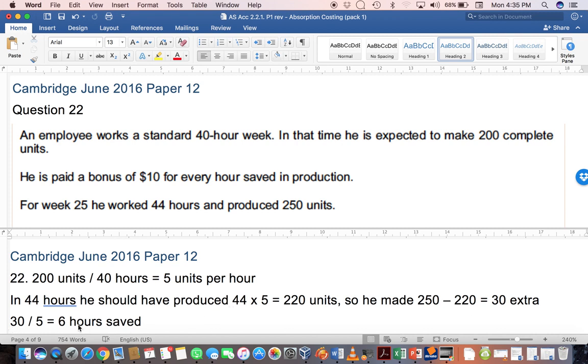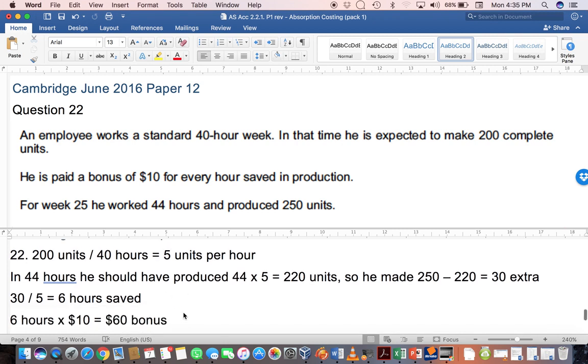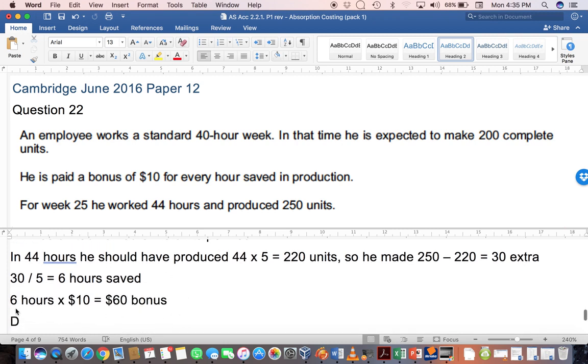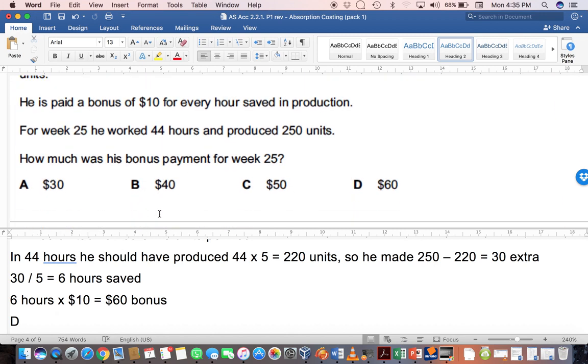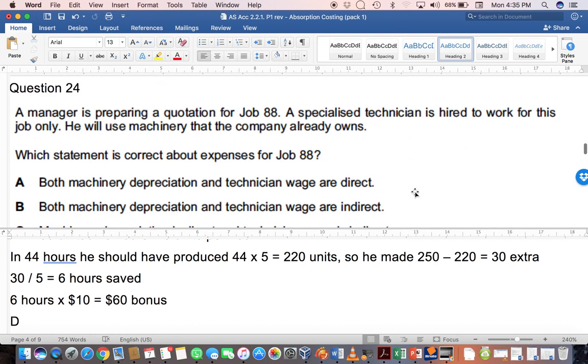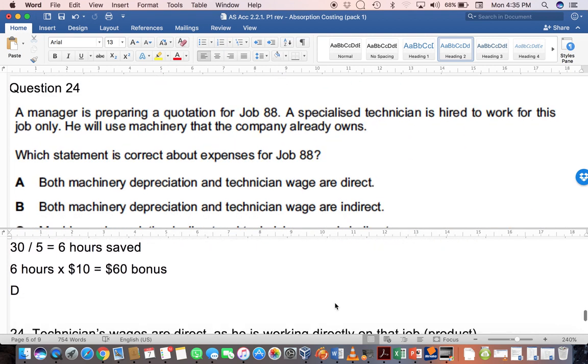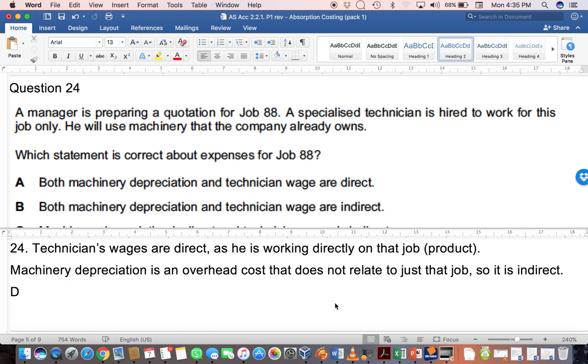So if he has produced an extra 30 units, let's now convert that back to hours, and you can see that 30 units divided by 5 units per hour means that he saved 6 hours in this week. That means that he should get a bonus of $60, which is $10 per hour for 6 hours. And you can then choose D as your answer.